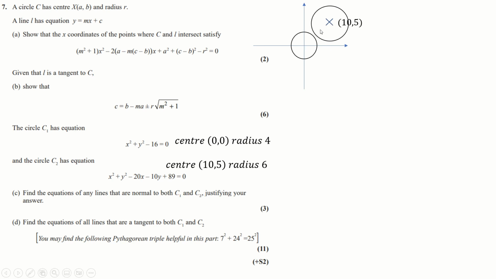Now, the reason that's important is because it means the circles don't touch, and that means the only normal that can exist to both circles is just this one here, which has gradient 5 over 10, which is a half, so it's just y equals a half x, and that's the only one that exists.